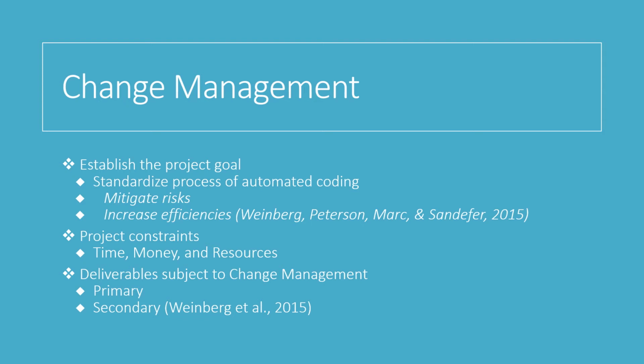Why are we making this change? How will the organization benefit from the change? With computer automated coding, we are standardizing the processes of automated coding. The purpose is to mitigate risks and increase efficiencies. Some deliverables include productivity improvement, code selection accuracy, a reduction in roles, along with the creation of new ones.